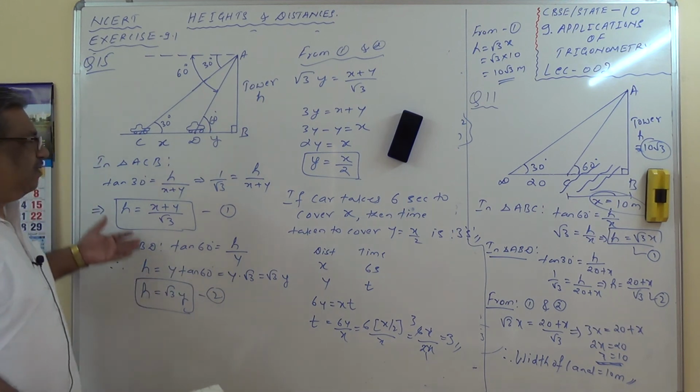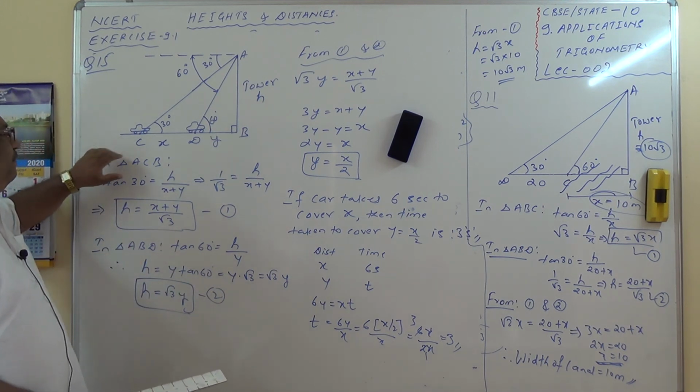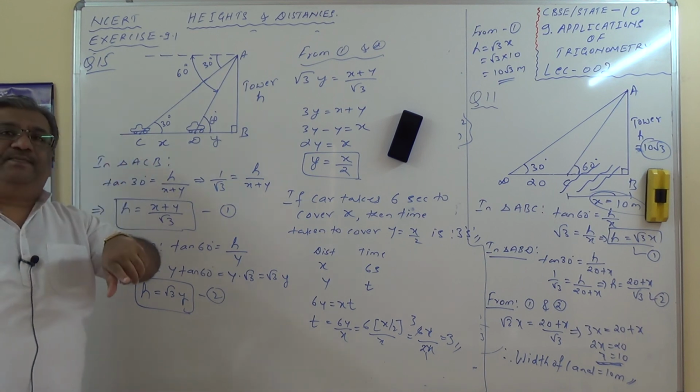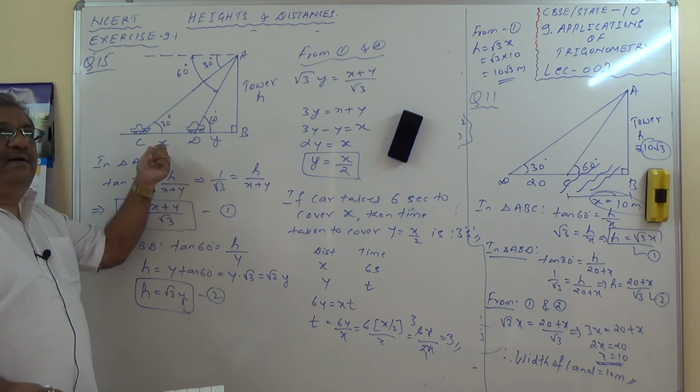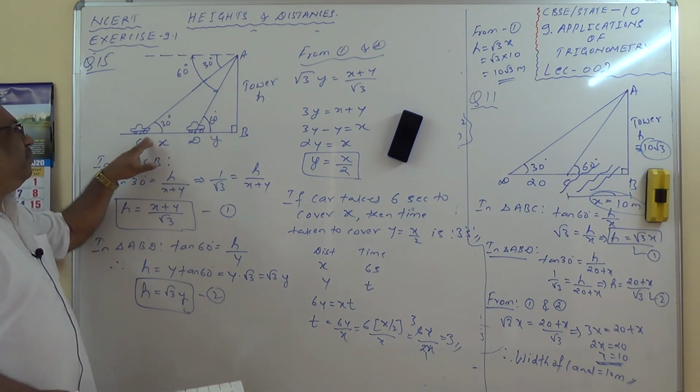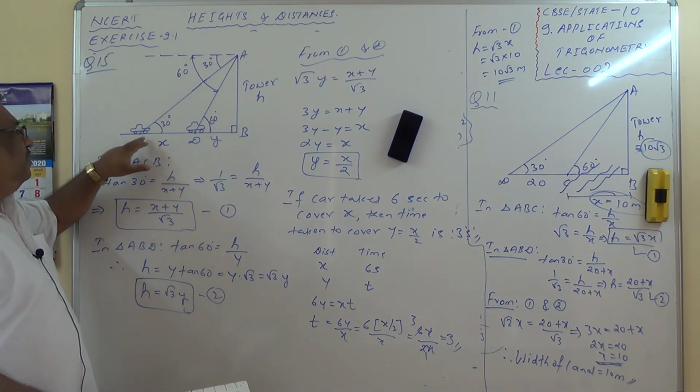Now, you can also solve this by taking the speed of the car as x, then this distance DC will be speed into time.